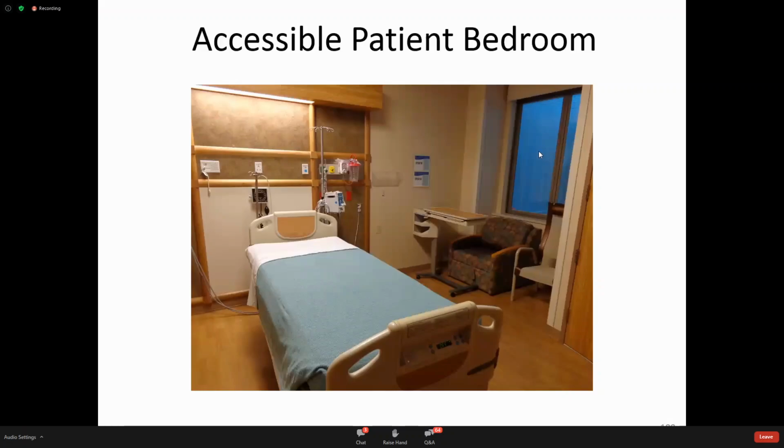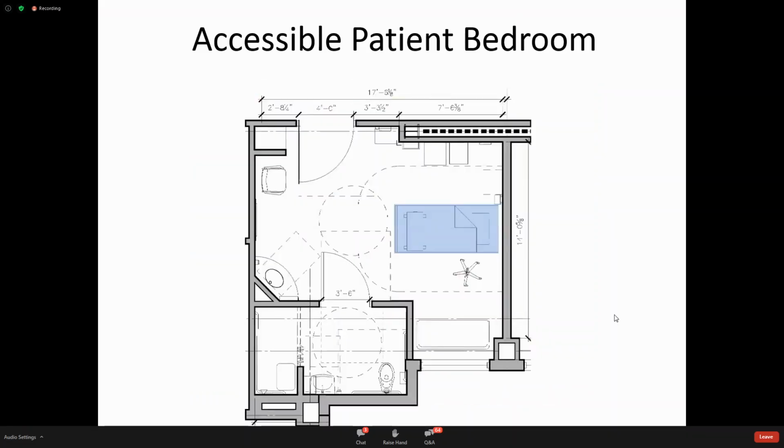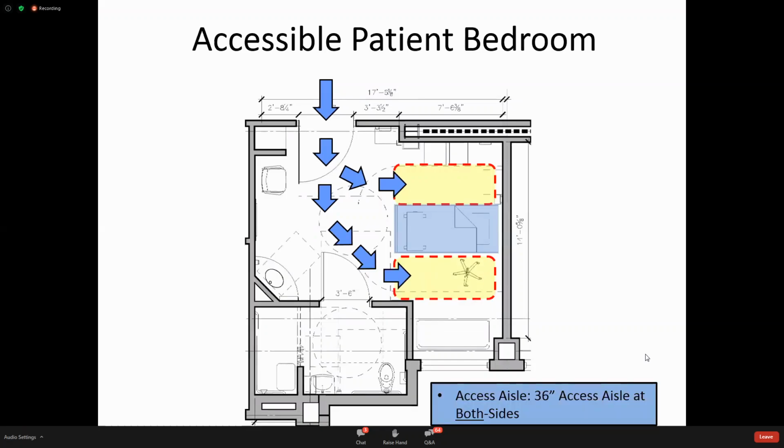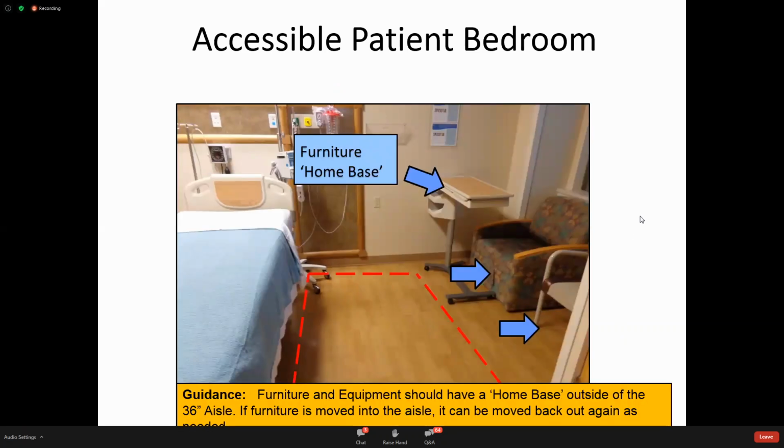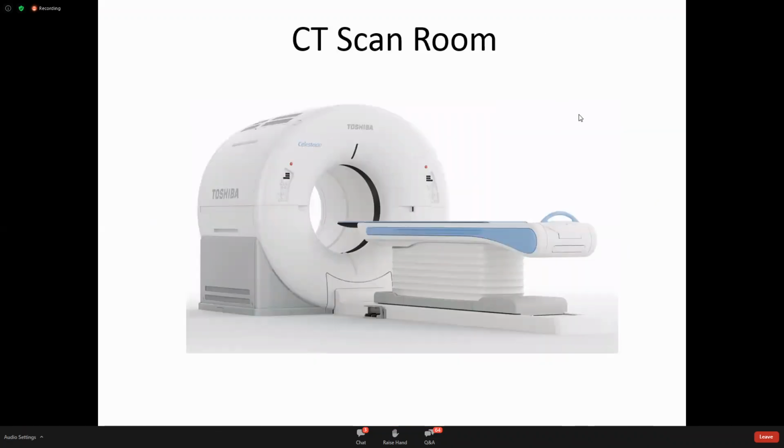So that's the blood draw room. And I'm going to blow by and do the accessible patient bedroom. We've seen this earlier, so I won't spend too much time on it. You come in from the door, you have to go to both sides. That's business as usual. As we talked about earlier, you have your home base requirement. Nothing especially new there.